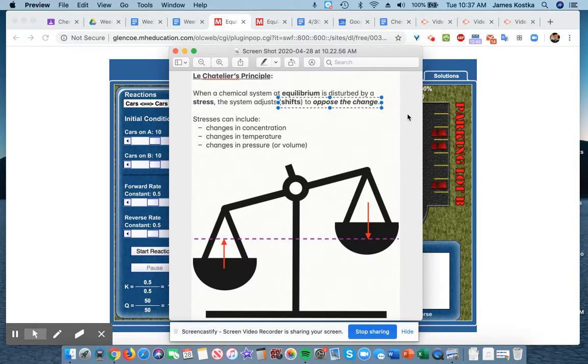Think of living environment, when things were at homeostasis, right? They were at a nice equilibrium. If I stress my homeostasis out, if I do something that changes homeostasis, my body will still try and maintain that equilibrium. Chemical reactions do the same thing.